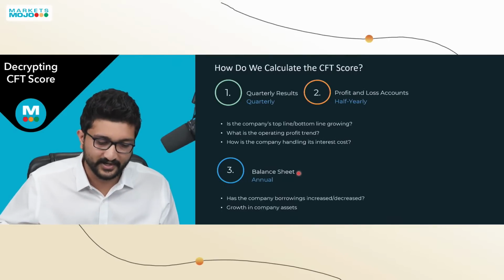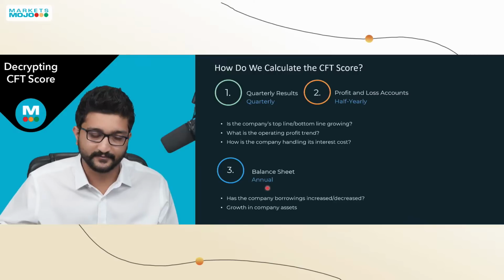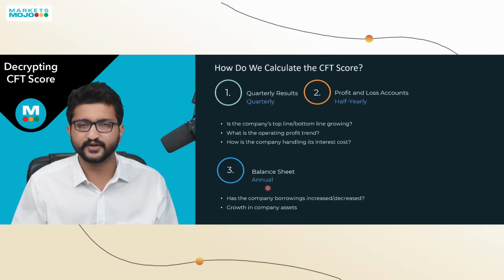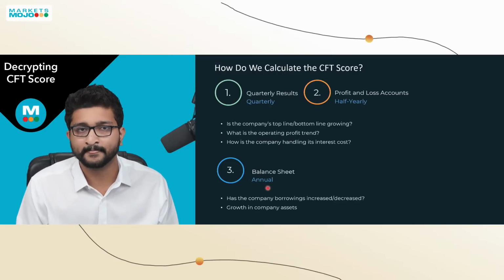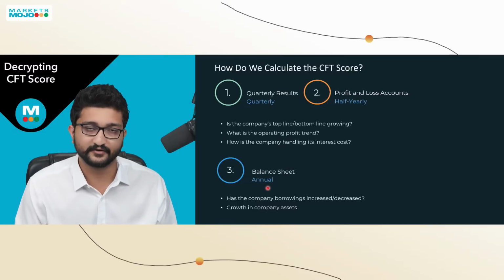Moving on to the third one, balance sheet. We get this data annually. And we look at whether the company is borrowing, and whether it is increasing or decreasing. And how have the assets increased over a period of time? We look at current assets, fixed assets, and so on and so forth.